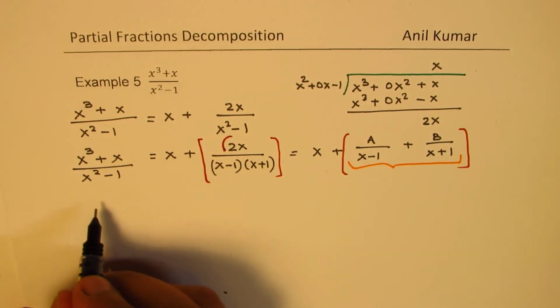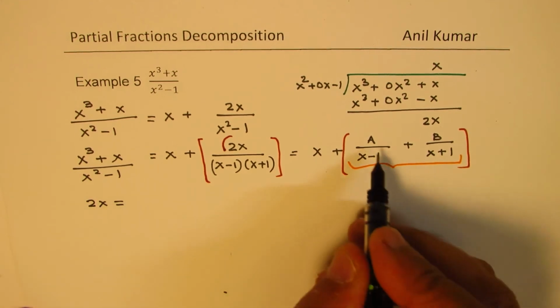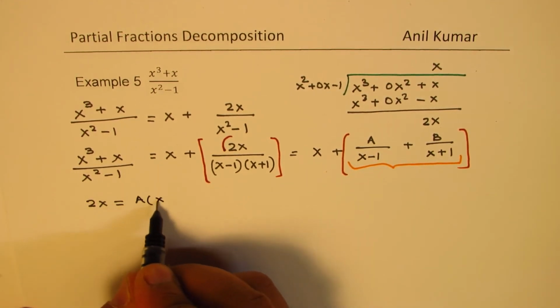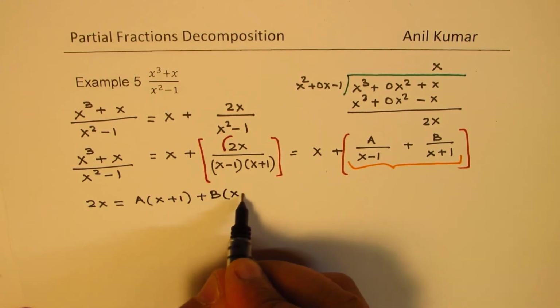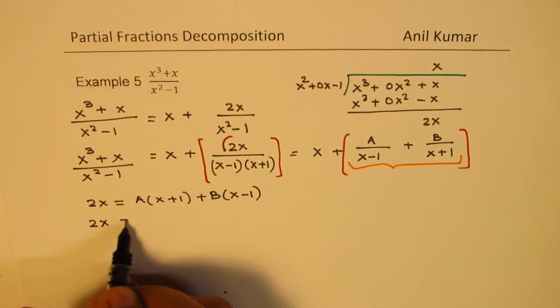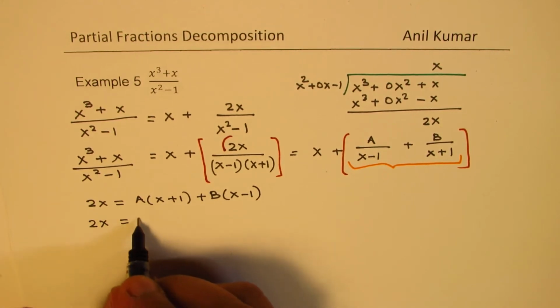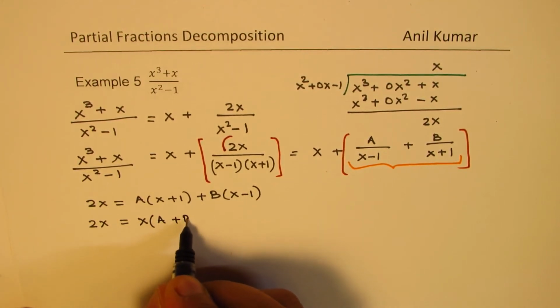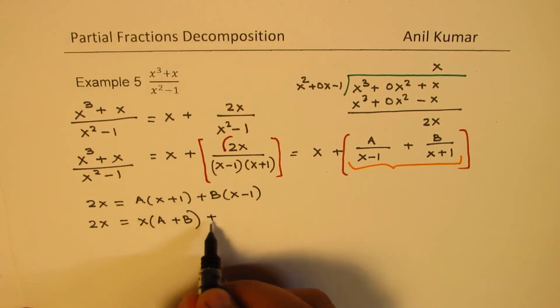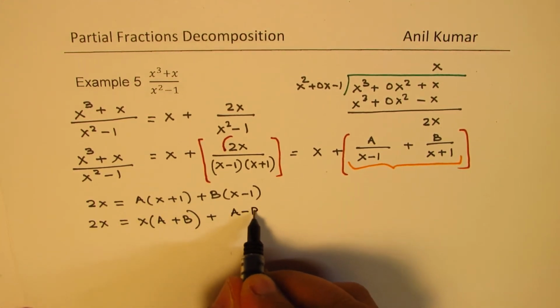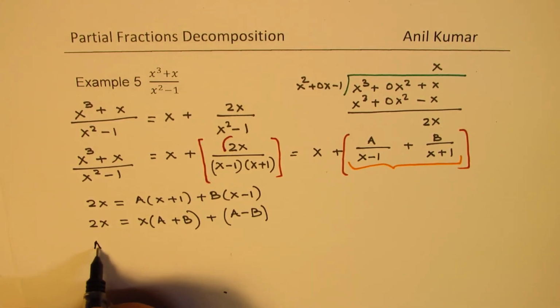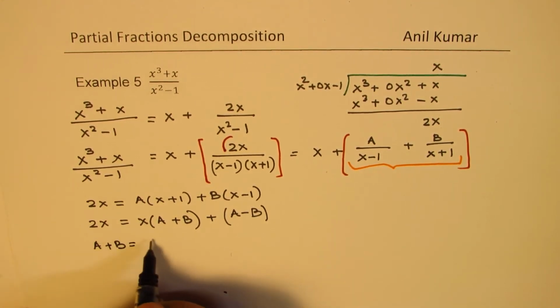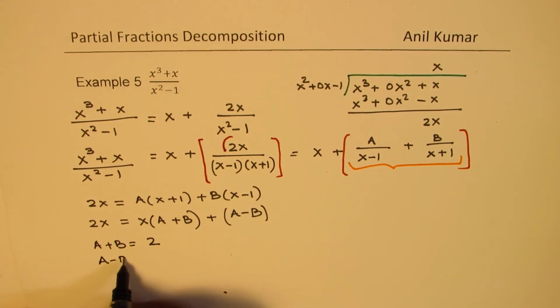Okay. So what we get here is 2x is equal to a times (x plus 1) plus b times (x minus 1). So 2x is equal to, as far as the x coefficient is concerned, we get a plus b, and the constant here is a minus b, correct? So that is the constant. Comparing the coefficients, we get a plus b equals 2 and a minus b equals 0, correct?